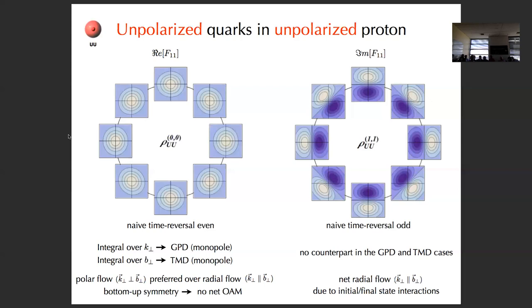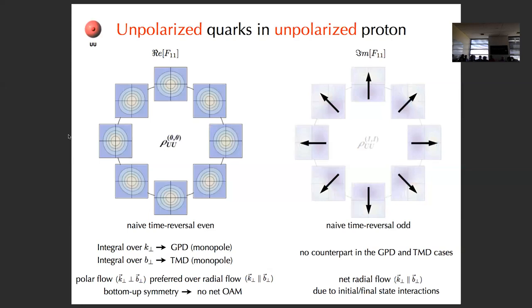And this one, when you integrate over K perp from b perp, is equal to zero, so you do not have anything analogous in the case of GPD and TMD. In this case, you have some dipole structure, which is in the direction of the vector b perp. It means that you have a radial flow of your quark in the direction which is parallel to b perp. And this radial flow is just an effect of the initial or final state interaction, an effect of the Wilson line, because you now have a quark which has the tendency to flow in this direction and to escape from the nucleon. And this is just an effect due to final or initial state interaction, and it is not an intrinsic property of your nucleon, otherwise you wouldn't have a stable object.